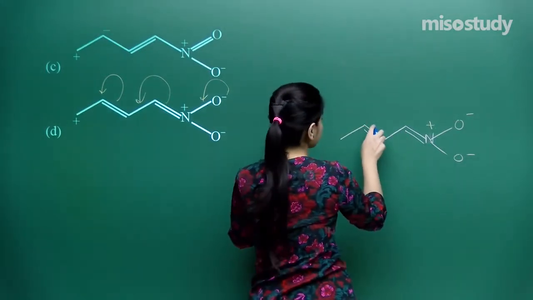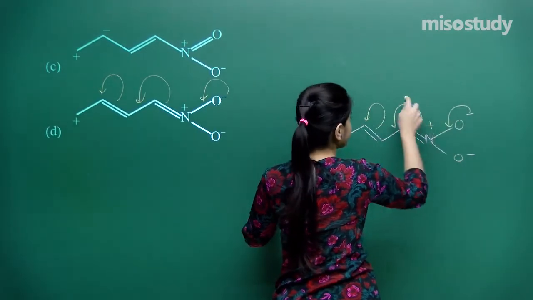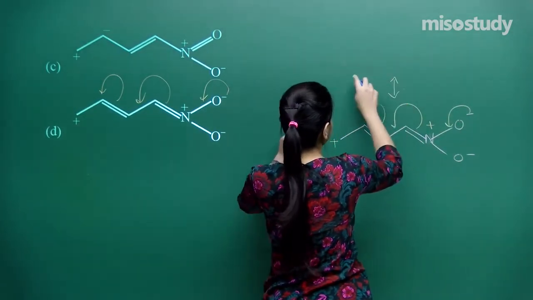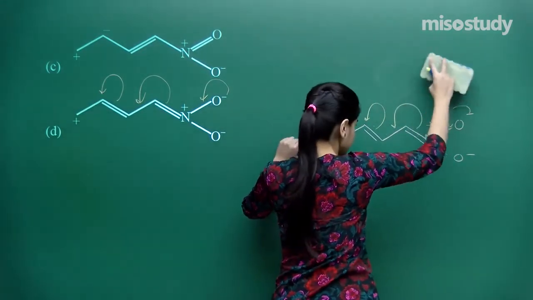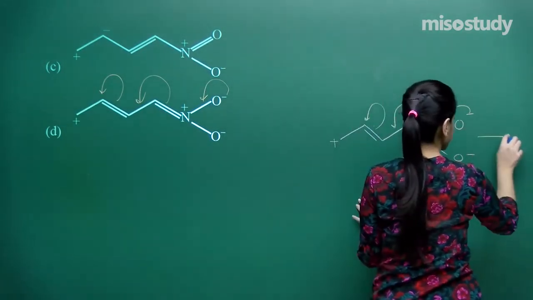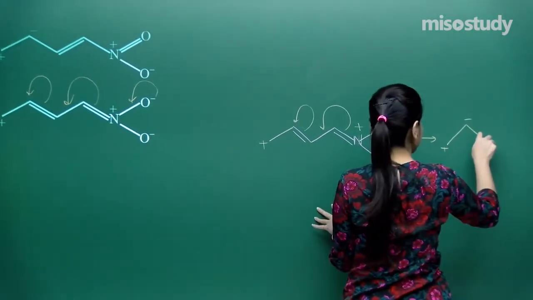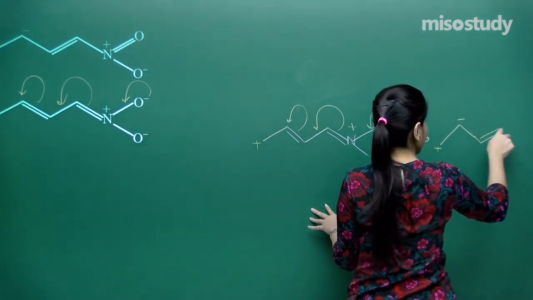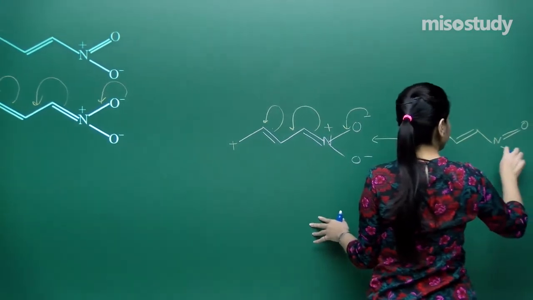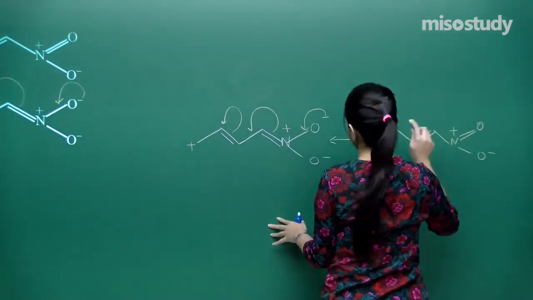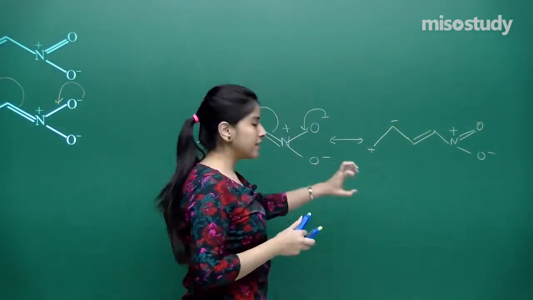So let us just have the structure. It would be like this. Positive, negative, a double bond here shifted, nitrogen, double bond O, positive here. So I hope everybody is getting me. I have got B and C.